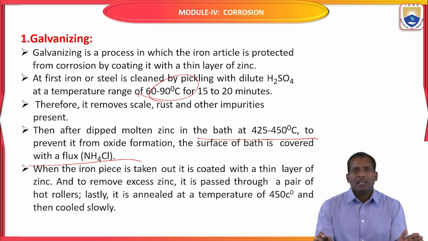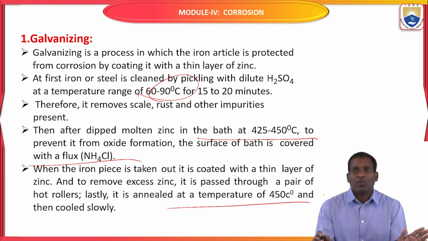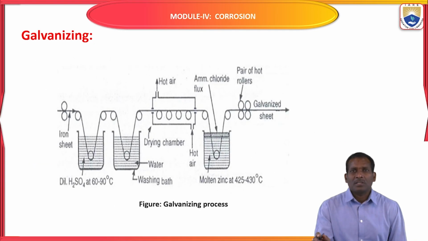And finally, it is annealed at a temperature of 400 degrees centigrade and then cooled slowly. So finally, the coated metal surface is obtained. So this is the galvanizing process diagram.